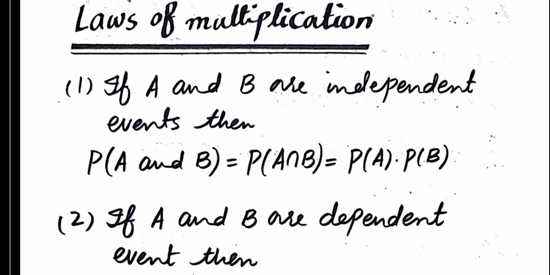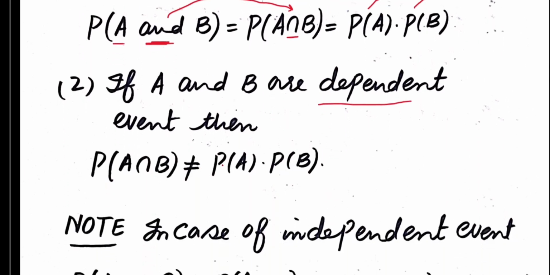Laws of multiplication. If A and B are independent events, then consider the probability of A and B, meaning intersection, or union. You will always remember that when we have the word "and", it is linked with intersection. For "or", we will use union. So the probability of A and B, in case of independent events, this intersection can be broken into a product. So the probability of A intersection B is simply the probability of A into the probability of B. But in case the events are dependent, then remember that the probability of A intersection B is never equal to the probability of A into the probability of B.